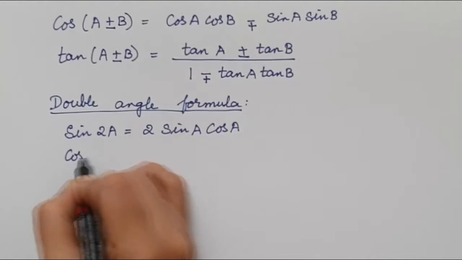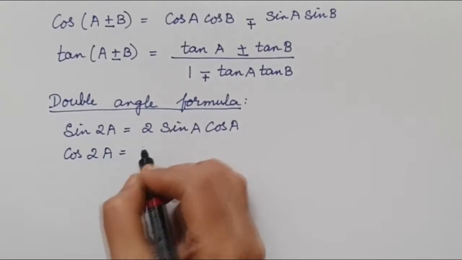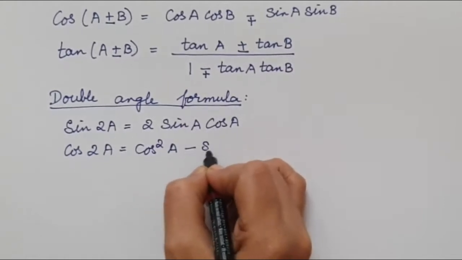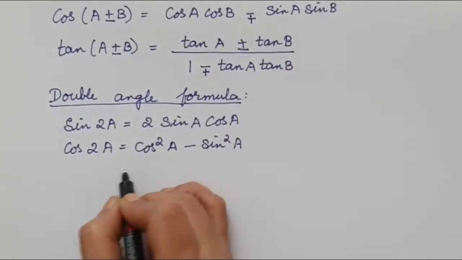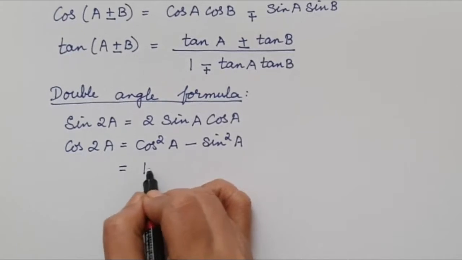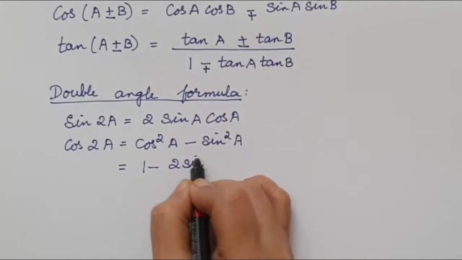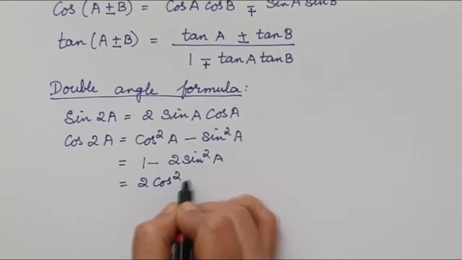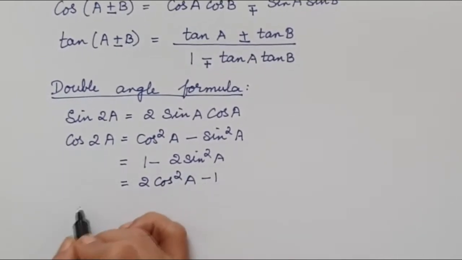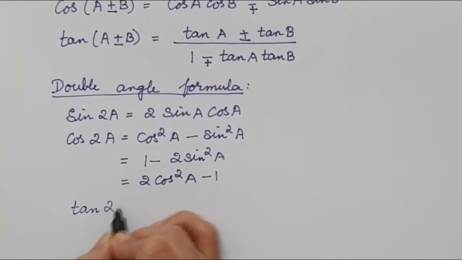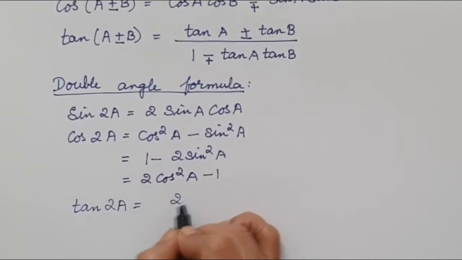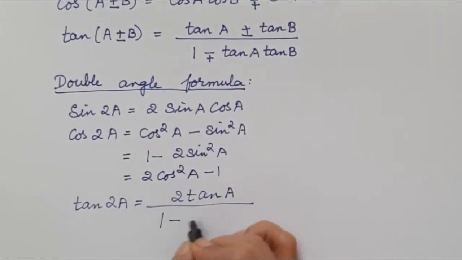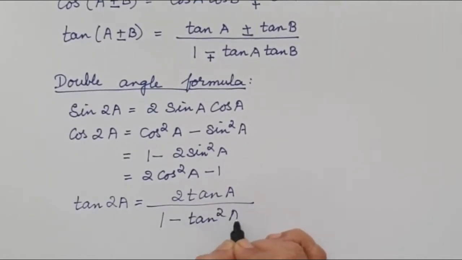In the same way, cos 2a will be equal to cos squared a minus sin squared a. And we have another formula, that is 1 minus 2 sin squared a, and this will also be 2 cos squared a minus 1. And then tan 2a will be equal to 2 tan a over 1 minus tan squared a.